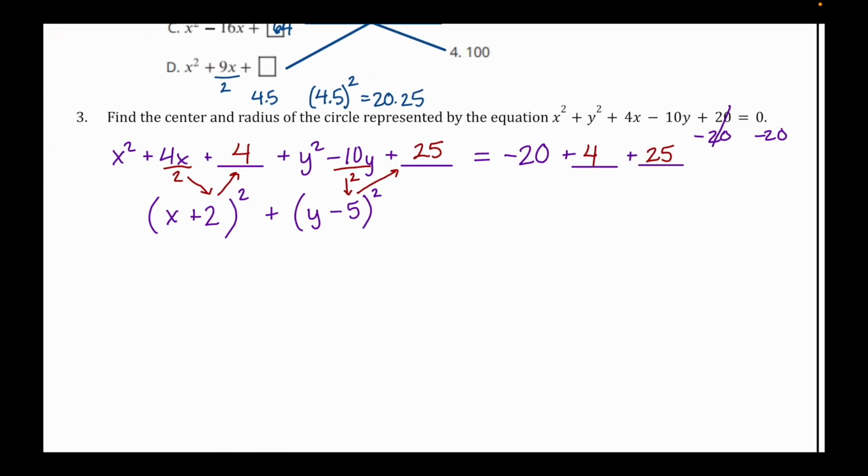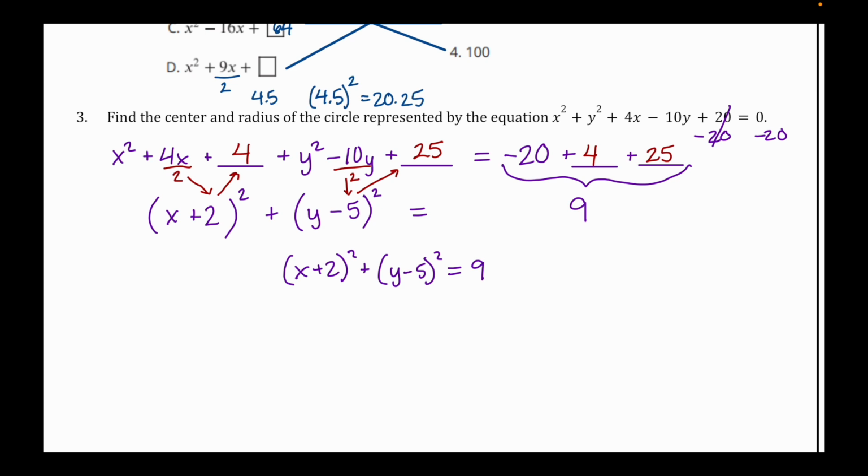So now I wrote this really spaced out, so you don't necessarily have to write it this spread out, but we are going to add all of those three things on the side together. And those are going to create, let's see, 4 and negative 20 and positive 25 is going to give us positive 5, and then plus 4 would give us 9. So really, if I write this all together, (x + 2) squared plus (y - 5) squared equals 9.